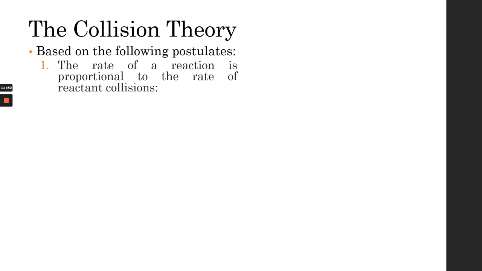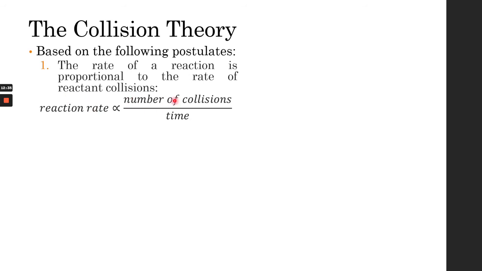The rate of a reaction is proportional to the rate of the reactant collision. So, ibig sabihin, yung bilis ng reaction mo, depende siya sa the number of collisions. Ibig sabihin, mas marami yung number of collisions in lesser time, mas mabilis yung reaction mo. Kung konti lang yung number of collisions mo over a longer period of time, mas babagal yung rate of reaction mo. So, ganun lang yun.